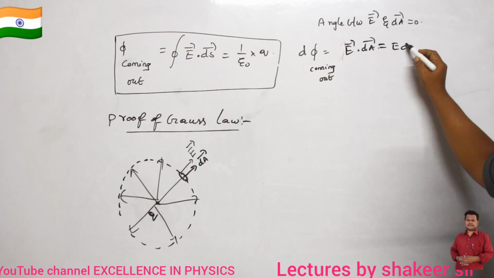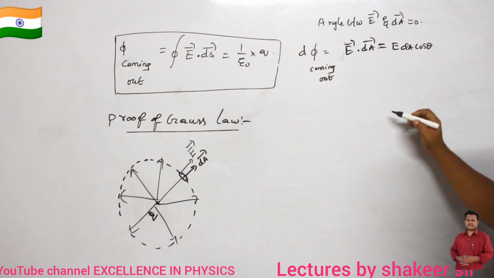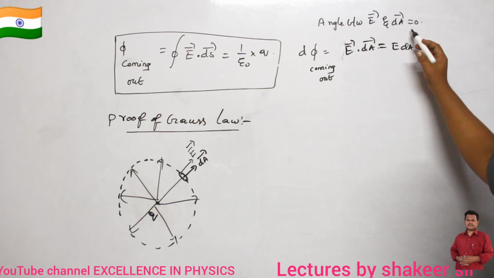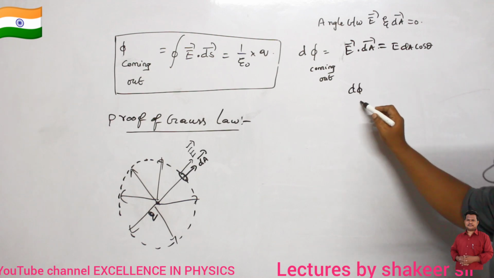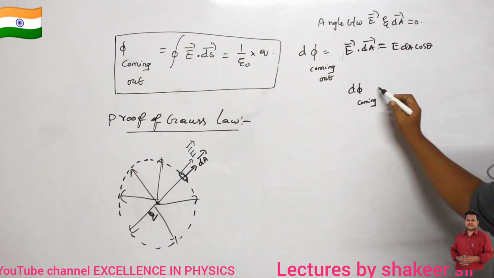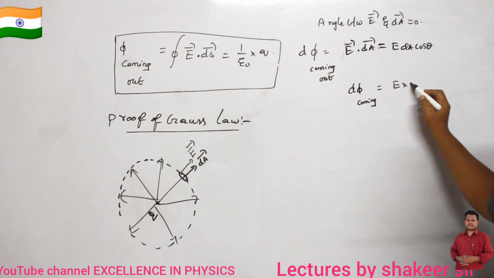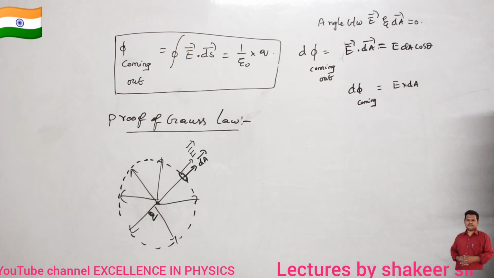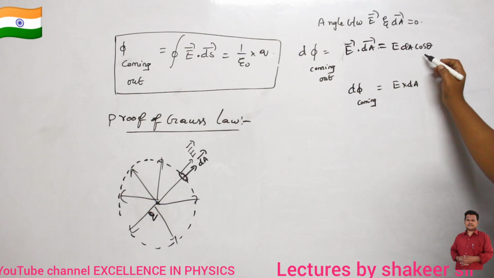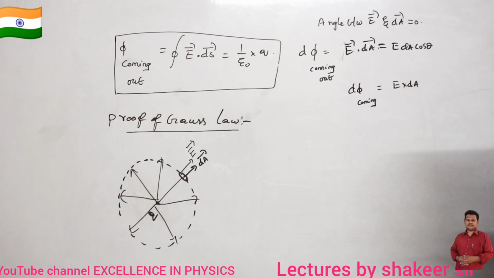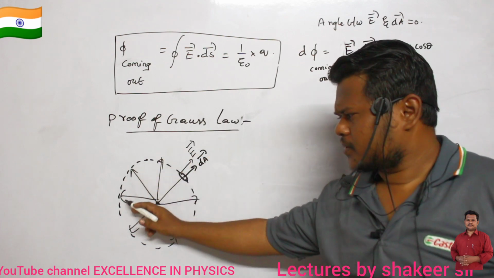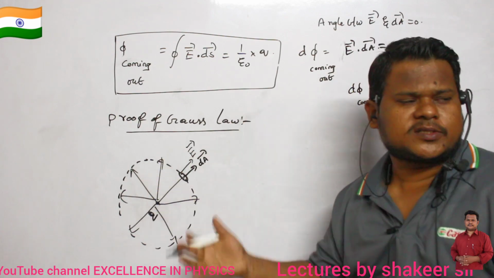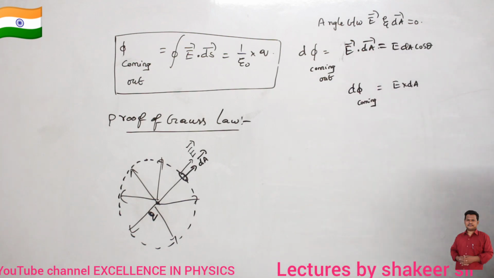The same I can write like this also: E dA cos theta. What is the theta value? 0. Cos 0 value will become 1. So therefore, the small amount of flux coming out of this small area is equal to E into dA. I can write up to here because cos 0 value is 1. Clear? Now, if I want to calculate the total flux coming out of this total Gaussian surface, what can I do? I just have to integrate on both sides.